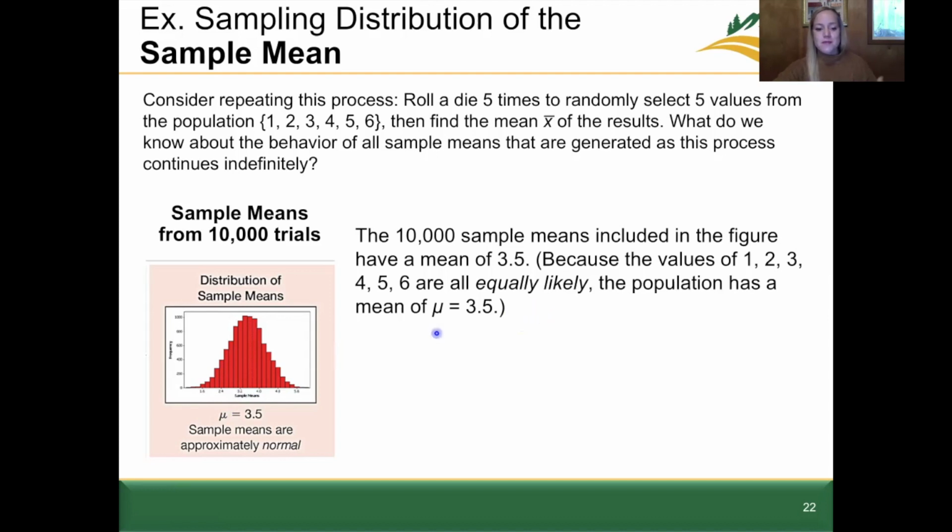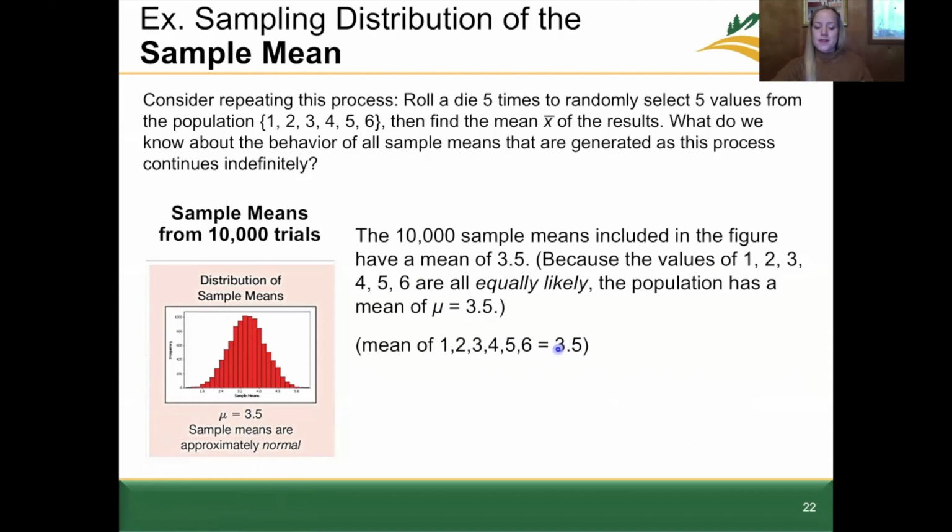So therefore, we can make this conclusion that the population mean, or mu, is 3.5. We get this information by repeating this 10,000 times. We get this same information from repeating this indefinitely. It's going to be even more accurate when we repeat this indefinitely.